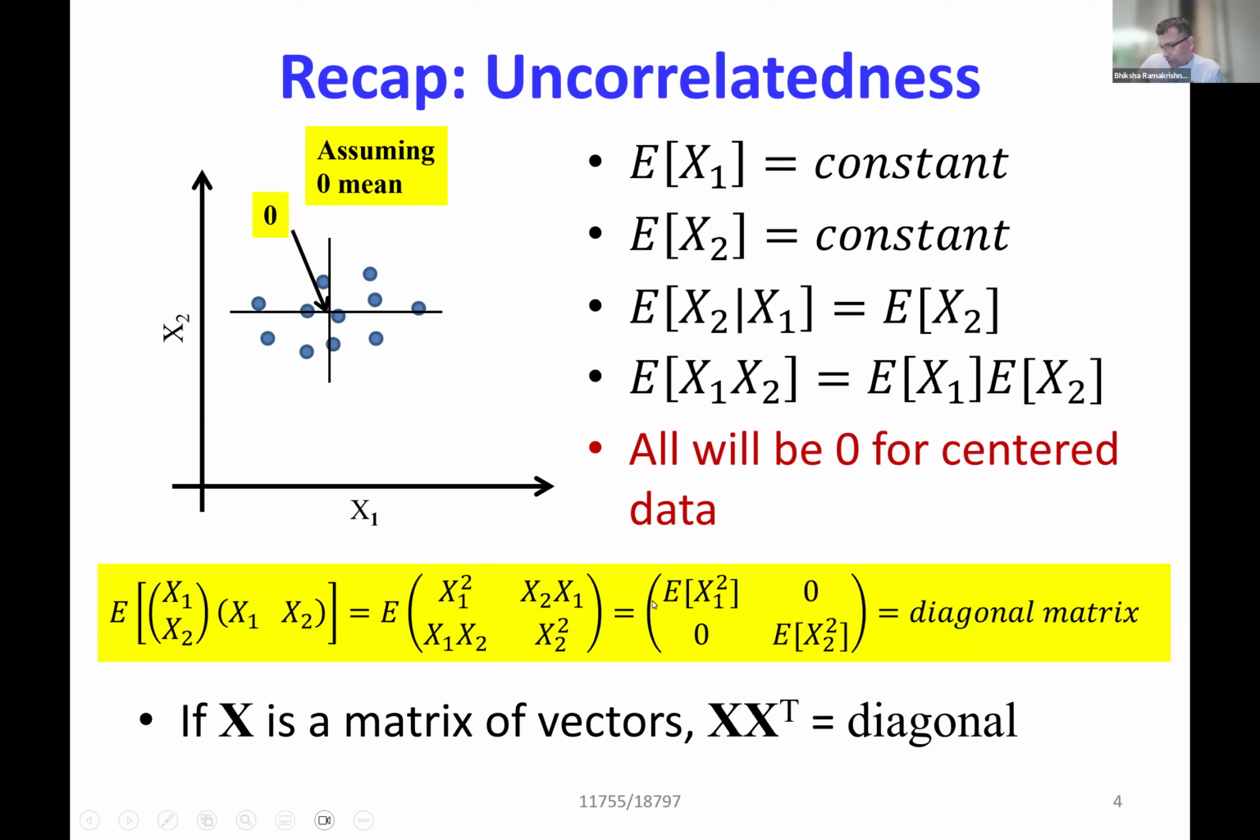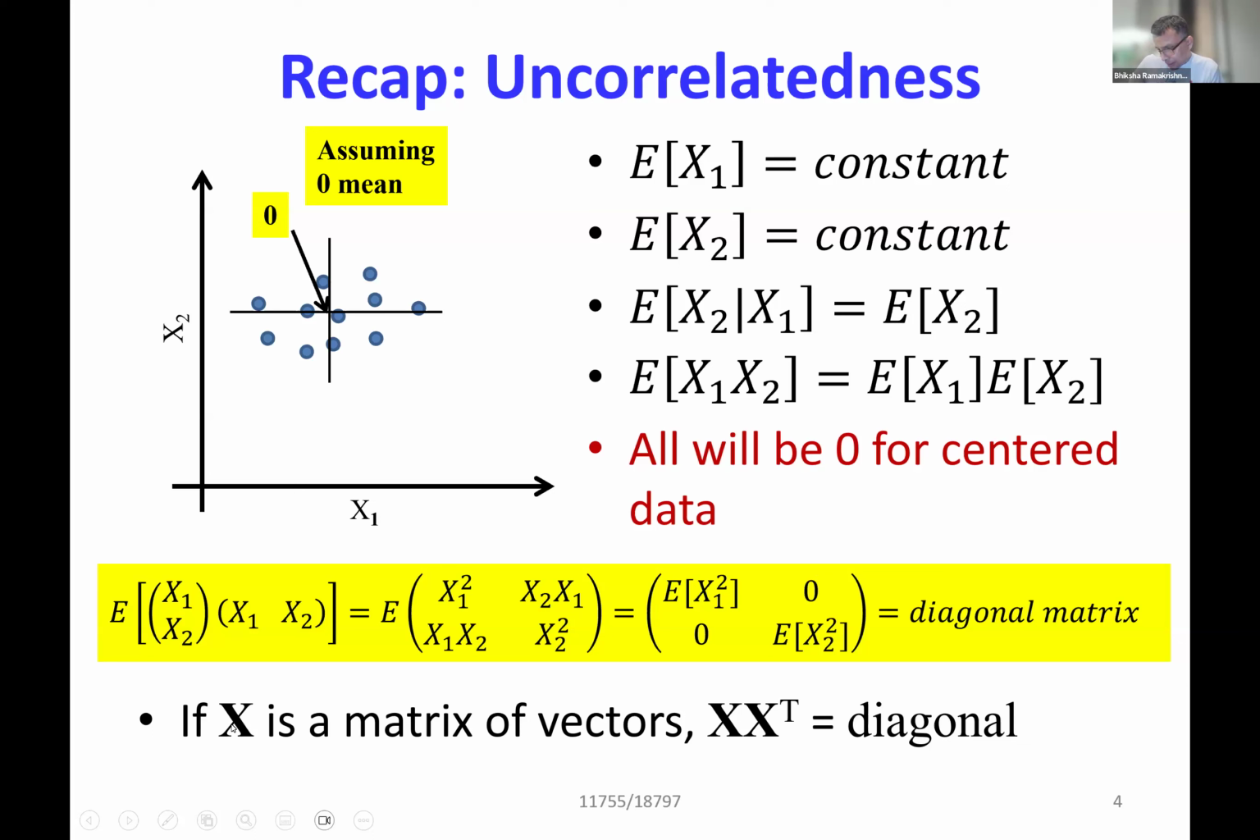And if the two variables are uncorrelated, and if they are zero mean, then this term, the expected value of x2 x1, as we saw, is going to be 0. And so this correlation matrix is going to be a diagonal matrix. Now, this is an expectation, but this is also going to hold true of averages.